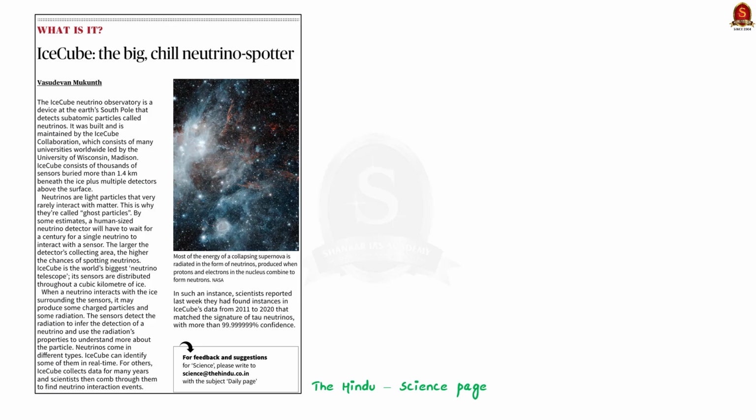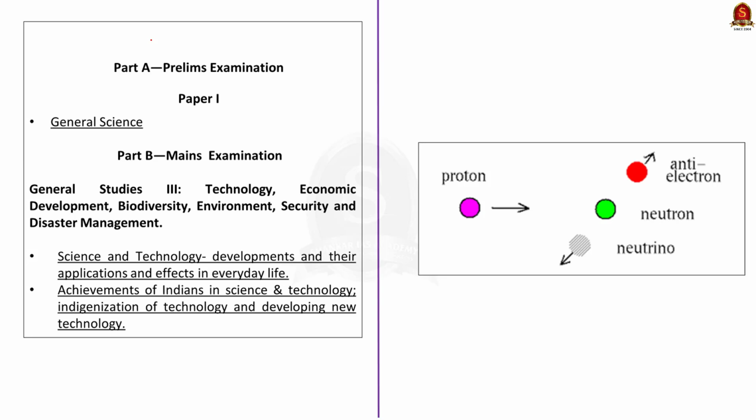Look at this article. Recently, researchers at IceCube Observatory made a revelation that they had found the interaction of tau neutrinos. This was based on analyzing the data available from 2011 to 2020. With this backdrop, let us understand in brief about neutrinos, IceCube Observatory from the prelims perspective. Firstly, let us understand what are neutrinos.